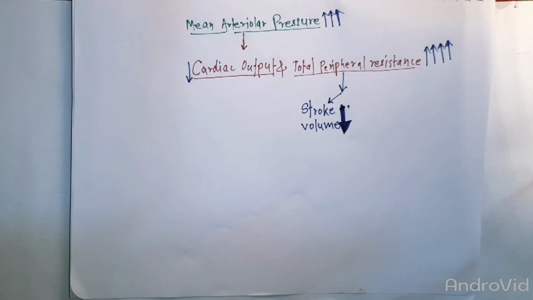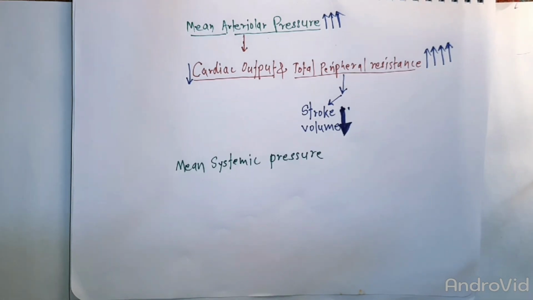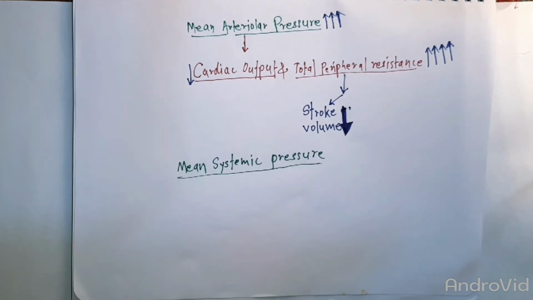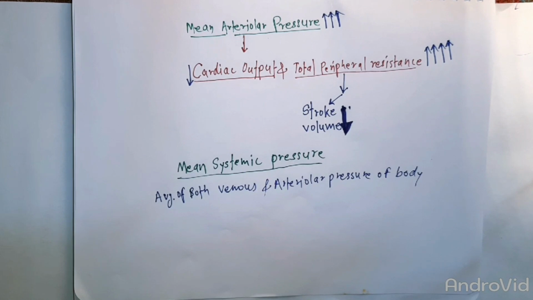Sometimes we see one more term, the mean systemic pressure, which is the average of the total pressure, that is both the arterial and venous pressure of the body. Clear? So with this we have finished the introductory part of the arterial blood pressure. In the next video we will discuss the regulation of the blood pressure.